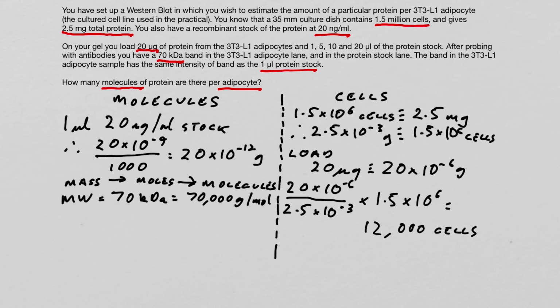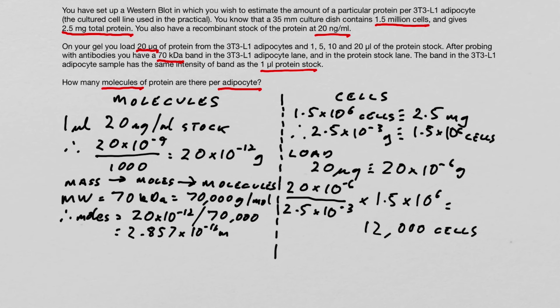Therefore we can work out the number of moles we've got present. It's just a case of taking the number of grams of the protein present, which is 20 times 10 to the minus 12, and dividing that by 70,000. This will give us an answer of 2.857 times 10 to the minus 16 moles.